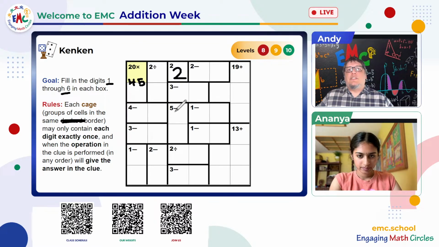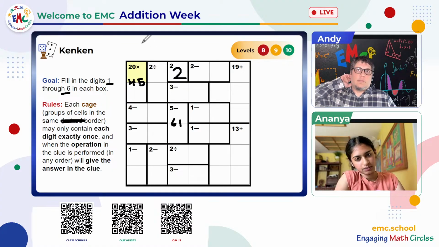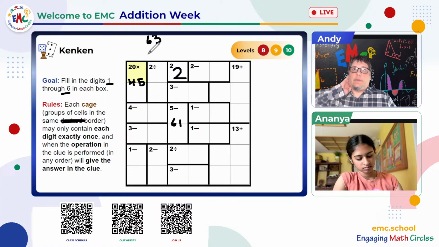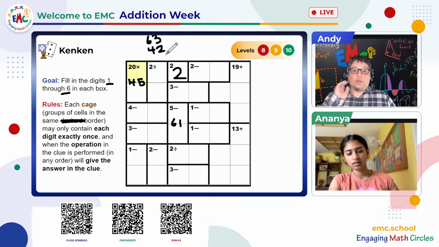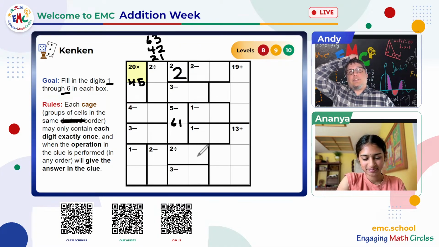Okay, so what digits will give me 5 when I subtract them? 6 and 1. So this has to be 6, 1 in some order. Okay. Divisible by 2, when divided gives 2. So 6 and 3, or 4 and 2, or there's one more, 2 and 1. Well, that's a lot of options for the divisible by 2.